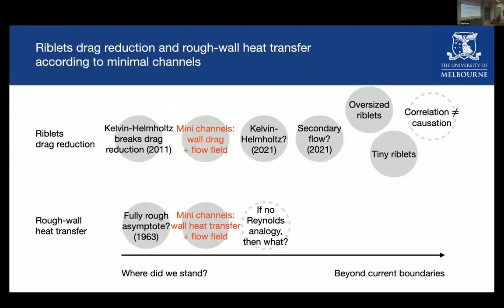But now we can address difficult questions that were posed for a long time. So everybody knows that Reynolds analogy doesn't hold for rough walls, but what does it go to? I think that's a question that we need to start addressing.